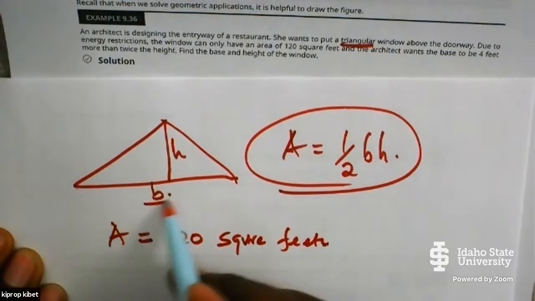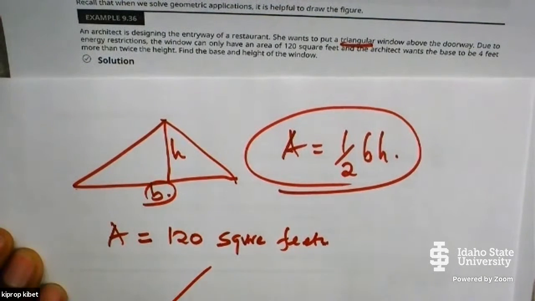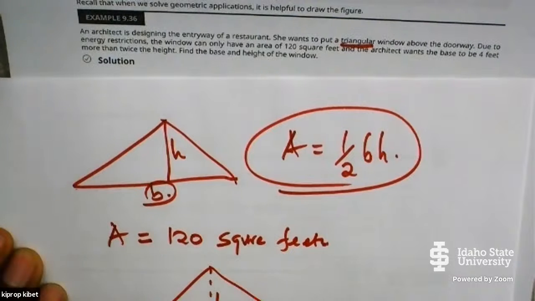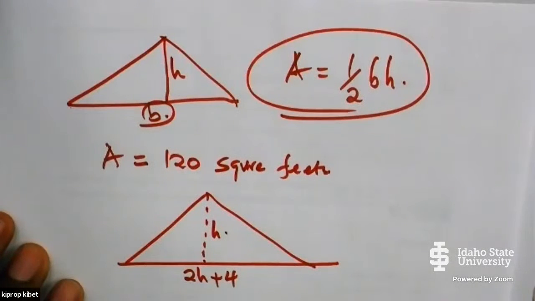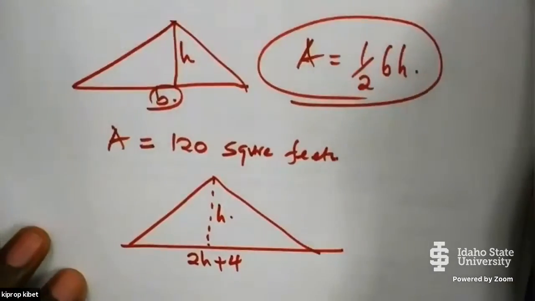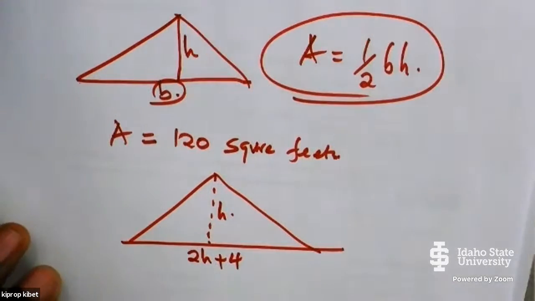The base, this base, so we can draw another one there. So the base wants to be what? To be 4 feet more than twice the height. So let's say the height there. So she wants the base to be twice the height plus 4 feet. Twice plus 4 feet. So the question is, find the base and the height of the window.